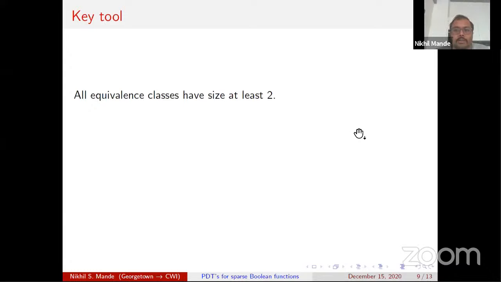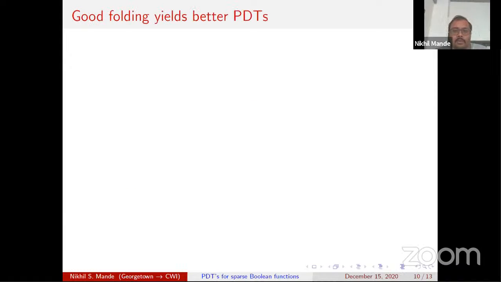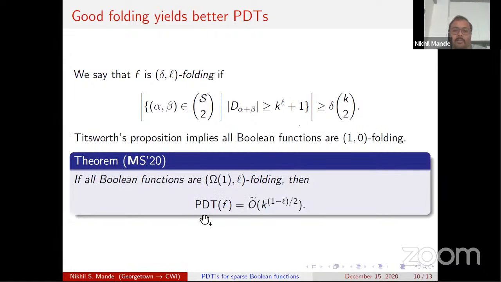And the key tool we use is a proposition of Titsworth from '62. It's not that hard to prove. In fact, all equivalence classes have size at least 2. And going beyond that, we have a conditional improvement. If a large fraction of equivalence classes have large size, then we get an improved upper bound on the parity decision tree complexity of F.